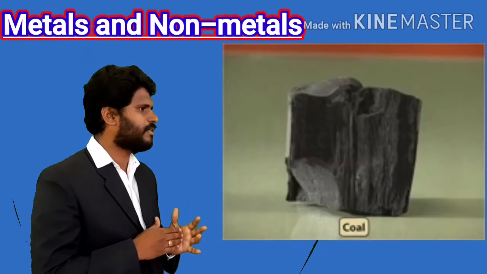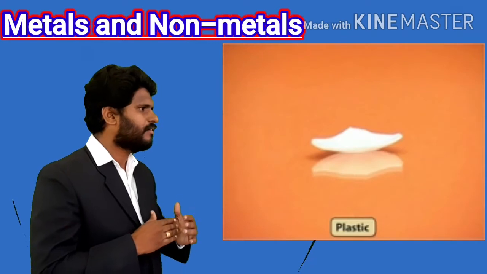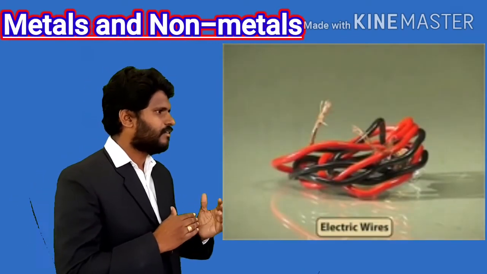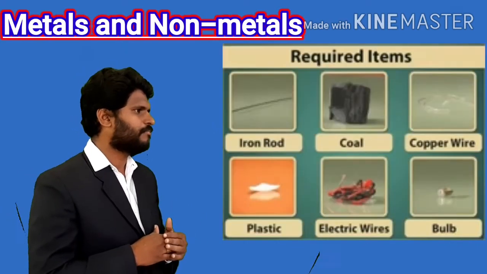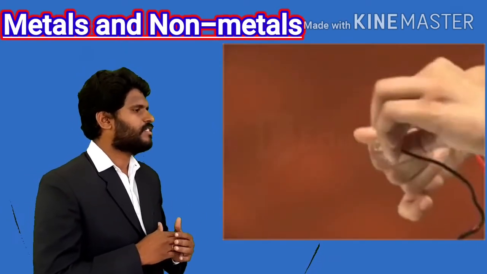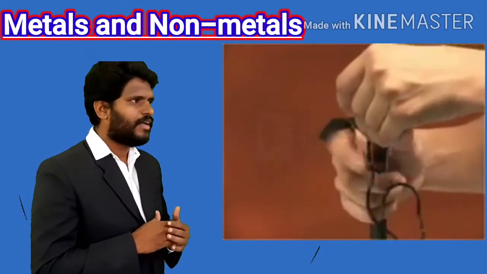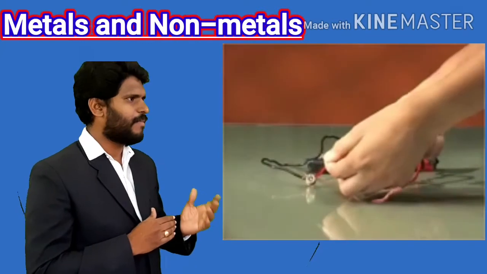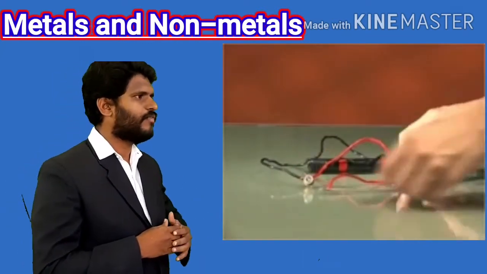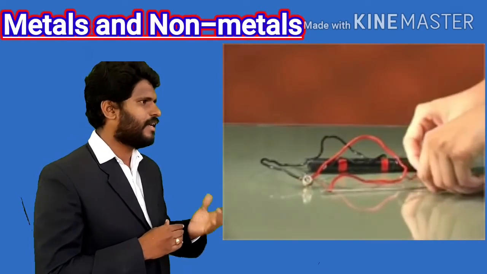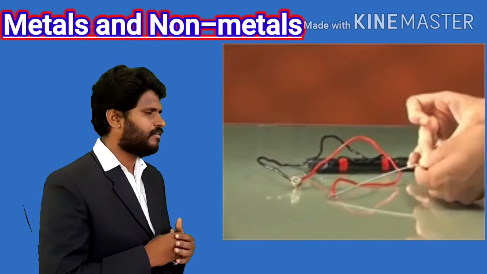For this activity, the materials required are coal, copper wire, plastic, electrical wires, and a bulb. First we have to make an electric circuit with the help of electrical wire, bulb and battery. To the two ends of the electrical wire we have to attach an iron rod.